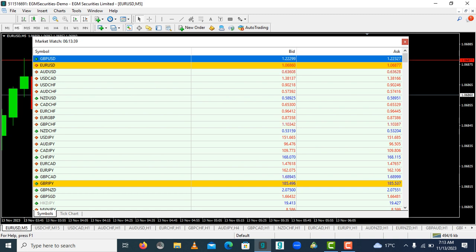In this case, you can see we have even a fifth decimal place. The fifth one is a tenth of the fourth one, and that one we refer to as a pipette, meaning in case to the fourth decimal place there is an increase of 1, we shall say that for that forex pair, the increase or the change is 1 pip. That is 1 percentage point.